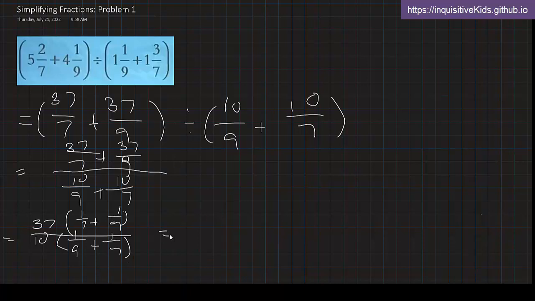Now that it's in this form, it's easy to see that we can cancel out these two parentheses, right? 1/7 plus 1/9, 1/9 plus 1/7, same thing. So we're left with 37 over 10, or 3.7. So our final answer to this problem is 3.7.